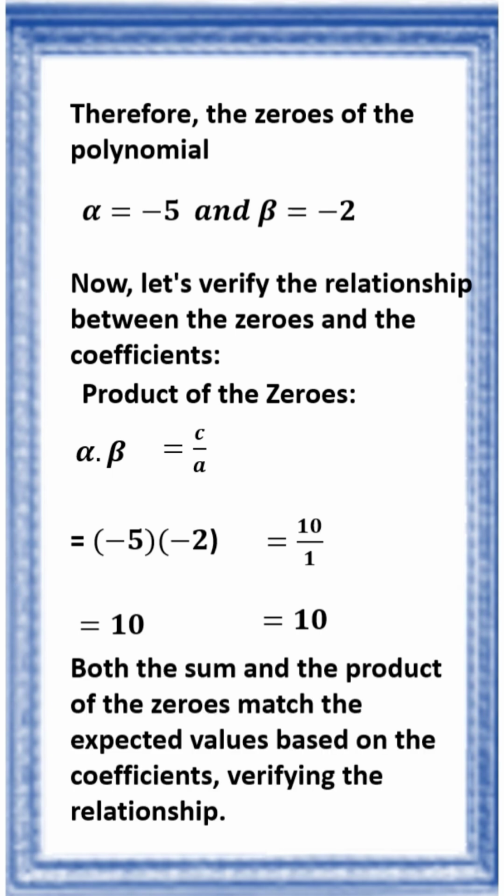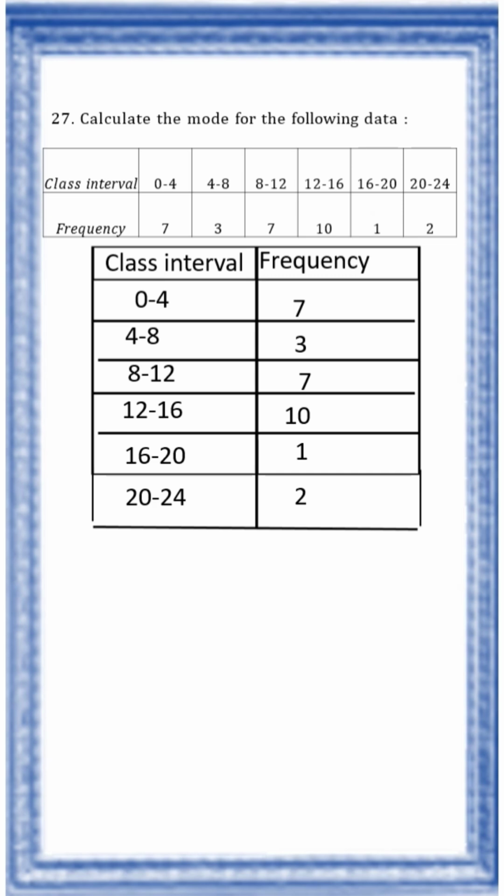Both sum and product of the zeros match the expected values based on the coefficients, verifying the relationship. Now the next question is to calculate the mode for the following data. Class interval and frequency have been given. Now let us write them in a vertical column. In the first column, class interval has to be written and in the second column, frequency has to be written.